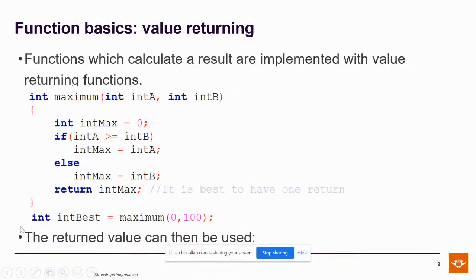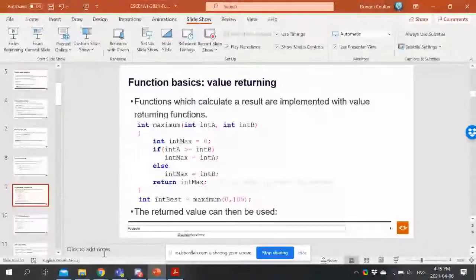And then somewhere in main, this last line of code is where int best is being assigned the maximum of, well, in this case, 0 or 100, so it'll take on the value of 100. Once that value is in int best, you can do whatever you want with it. Basically, the value returning function call expression gets replaced with whatever the return value is. So whatever is in int max there replaces maximum being called on 0 and 100.